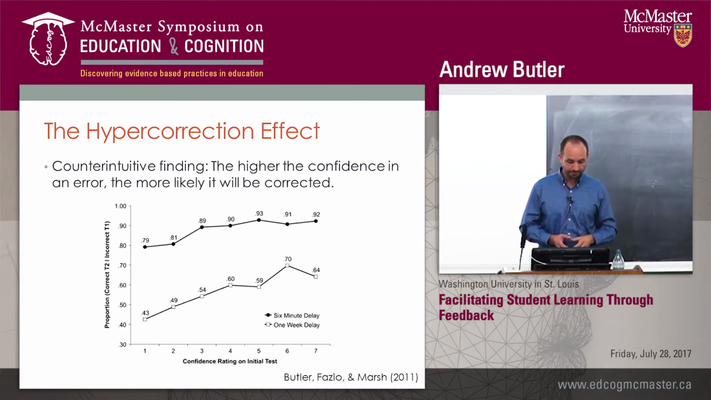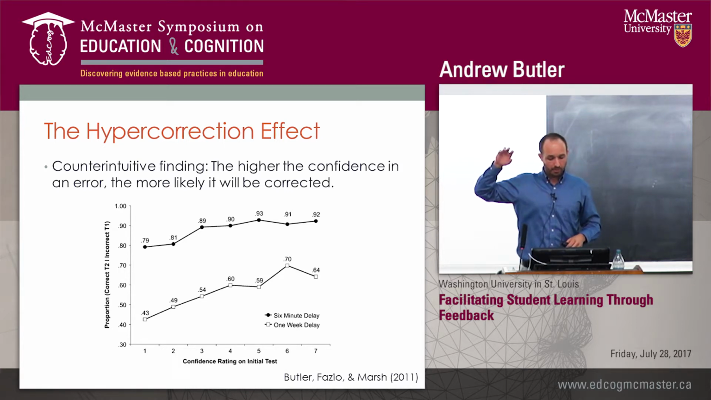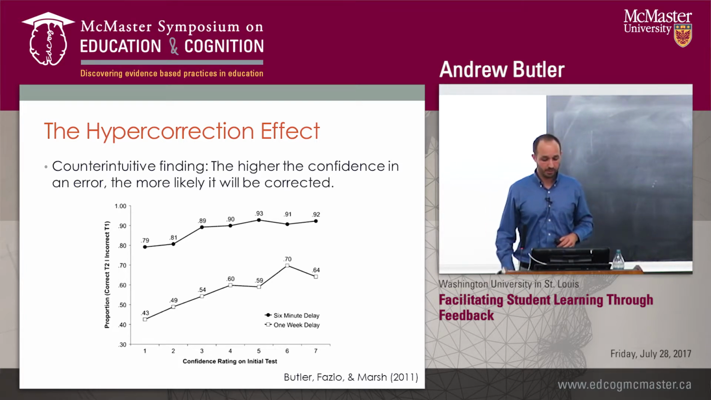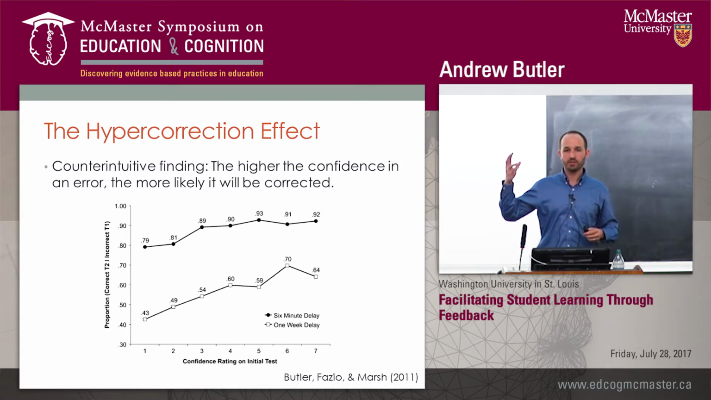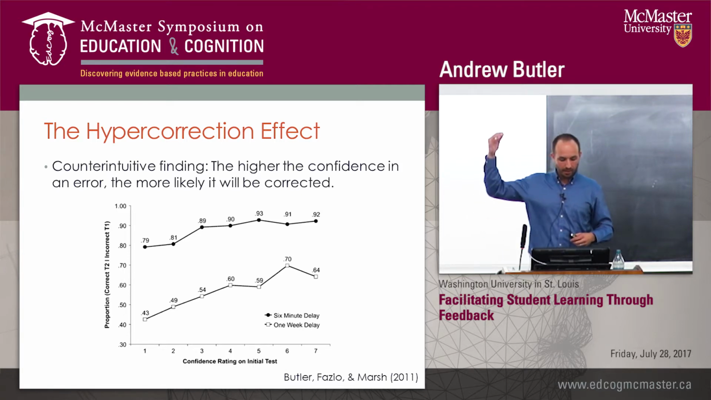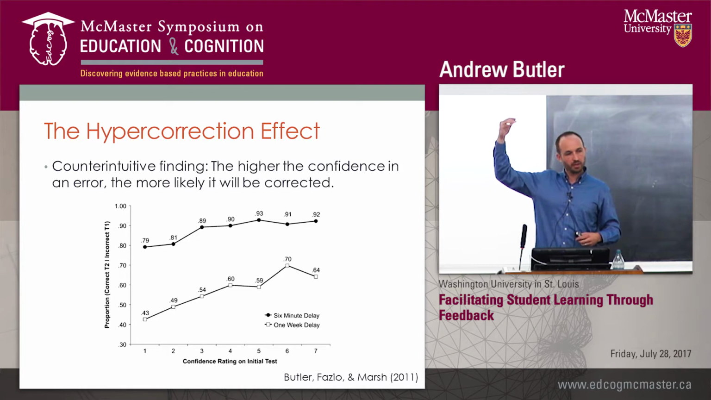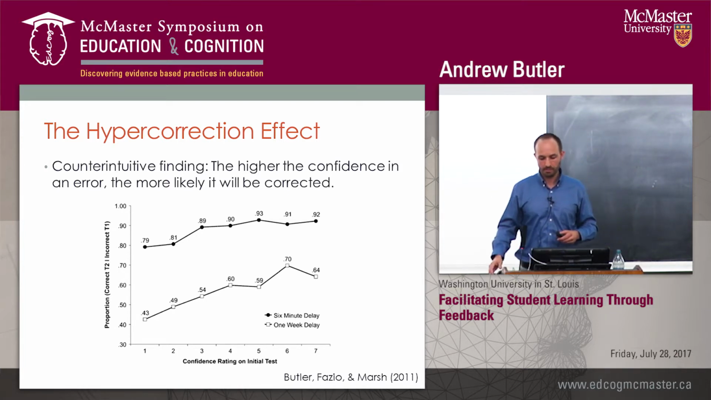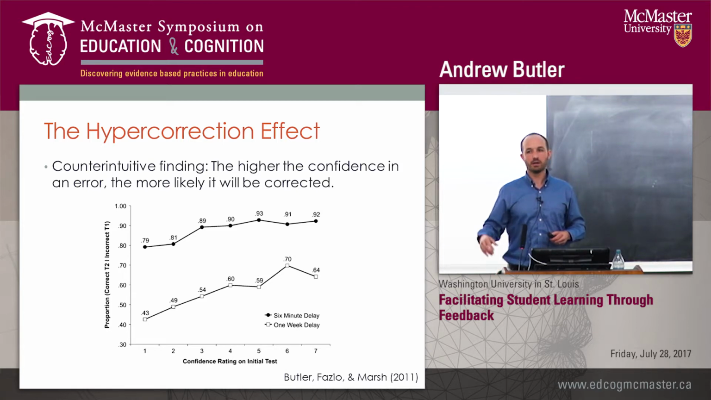So here what I'm plotting, this is a little complicated. I'm plotting the items for which people made errors, right? And these high confident errors are the ones that we could think about as misconceptions. And what you find is this counterintuitive thing. The more confident somebody was in their error, the more firmly they believed in it, the more likely they were later on to correct it. And that held both when we measured it immediately and a week later. You see this hypercorrection effect, as it's termed in the literature by Janet Metcalfe and others.